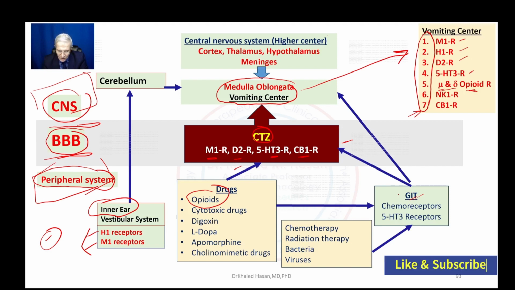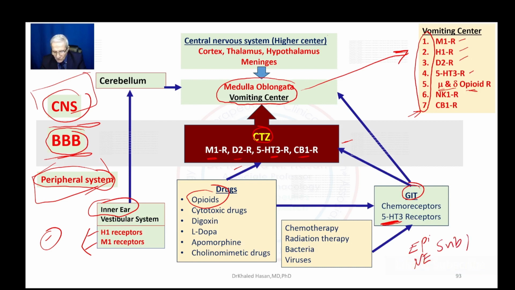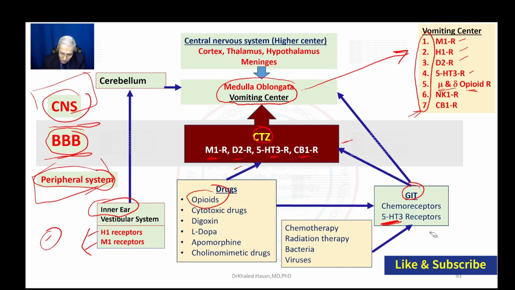The last one here is very important for us: the GI system. What type of receptor do we have in the GI system? We have 5-HT3. Here we are talking about nausea and vomiting, but we have several receptors in the GI system. In the GI system we have epinephrine, norepinephrine, substance P, and so many receptors, but that's not our topic. So here we try to focus on which receptor is involved in nausea and vomiting. They found it's the 5-hydroxytryptamine 3, or serotonin receptor type 3.